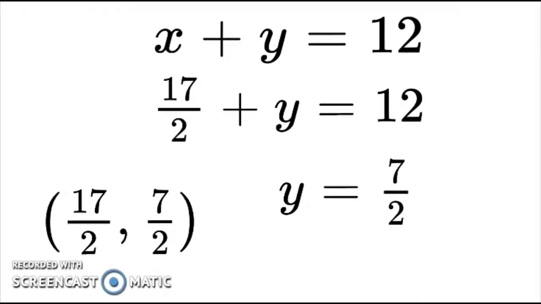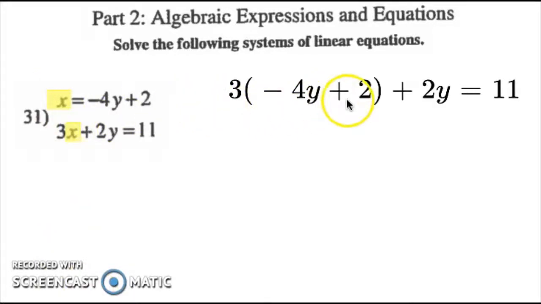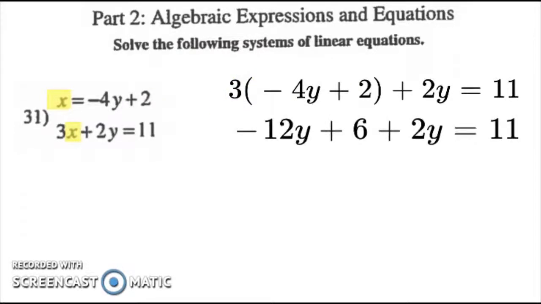So let's look at 31. Now this system I'm going to solve by substitution. Since I have a variable already solved for, I'll substitute in this for x. So I replace x with negative 4y plus 2. I distribute the 3, and I get negative 12y plus 6 plus 2y equals 11. Combine my like terms of negative 12y and 2y, I get negative 10y plus 6 equals 11.